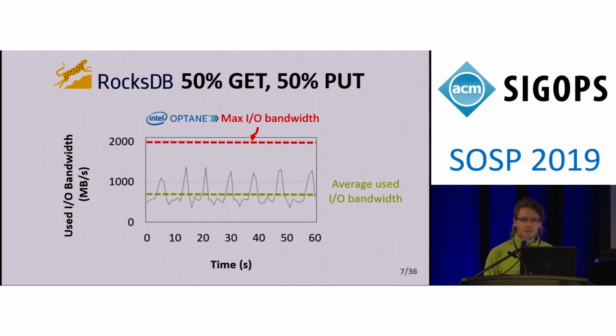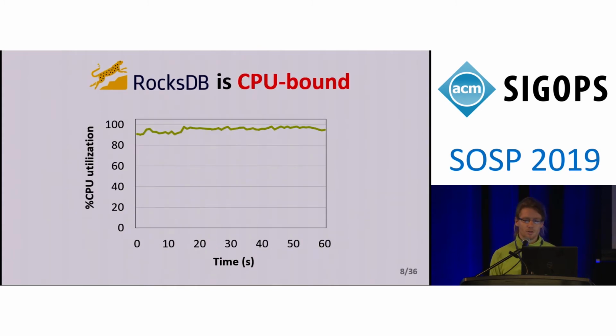This graph shows the I/O bandwidth that RocksDB is able to use on the y-axis over time on the x-axis. We launch a very simple workload consisting of 50% gets and 50% puts on an Optane drive. And what we can see is that RocksDB, on average, uses about a third of the available bandwidth. The reason for that is very simple, as shown on this graph, which shows the CPU utilization over time on this same benchmark: RocksDB becomes CPU bound before becoming I/O bound.